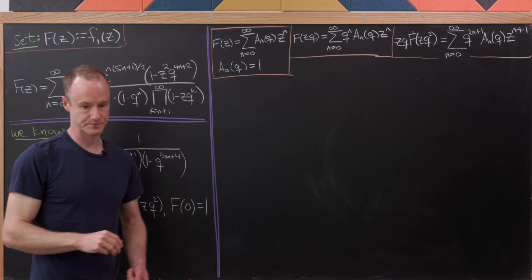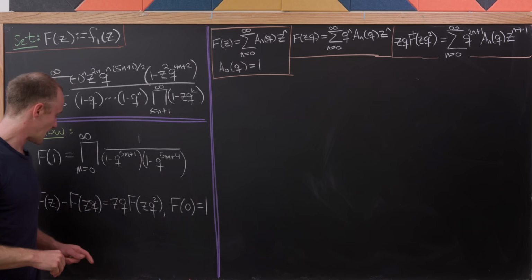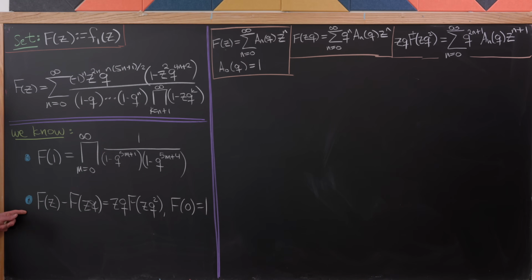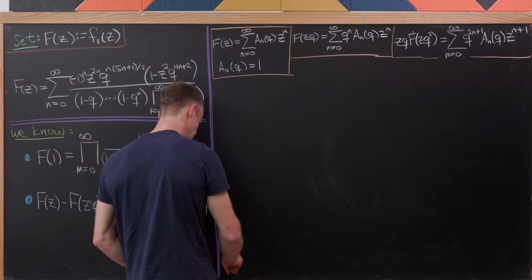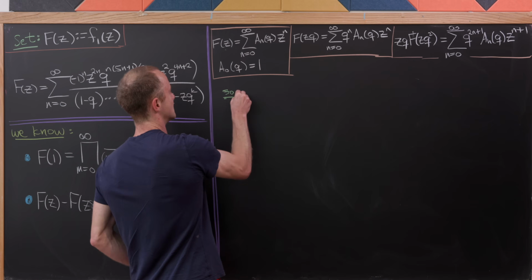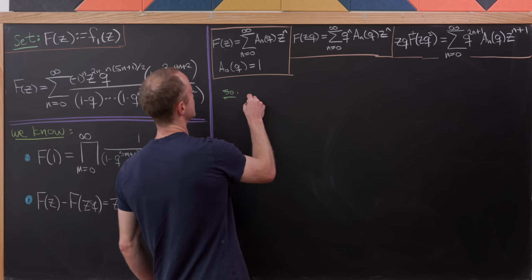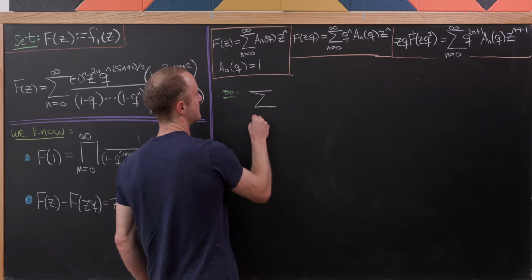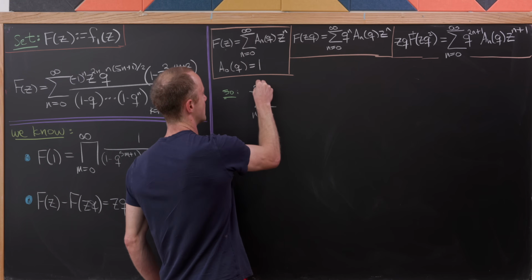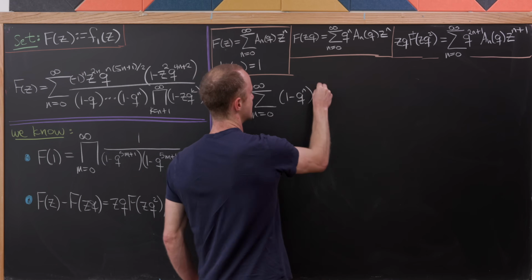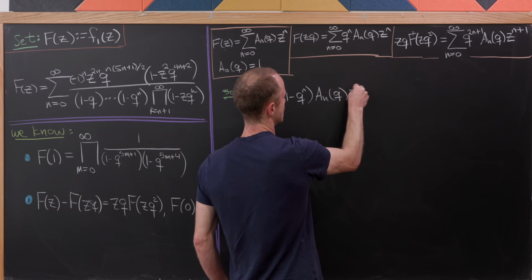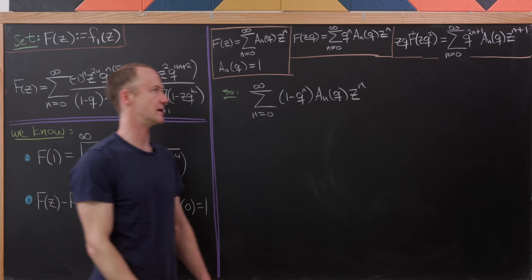Great. Now let's rewrite this equation in terms of our power series. We'll start with F of z minus F of zq, but I'm going to put that together into one series. So we have the sum as n goes from 0 up to infinity of 1 minus q to the n, times a sub n of q, times z to the n.